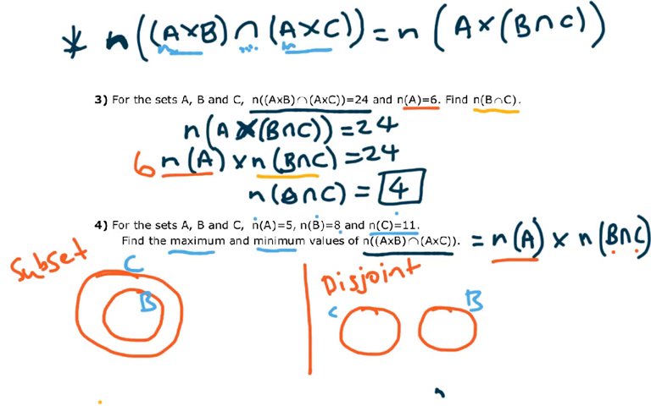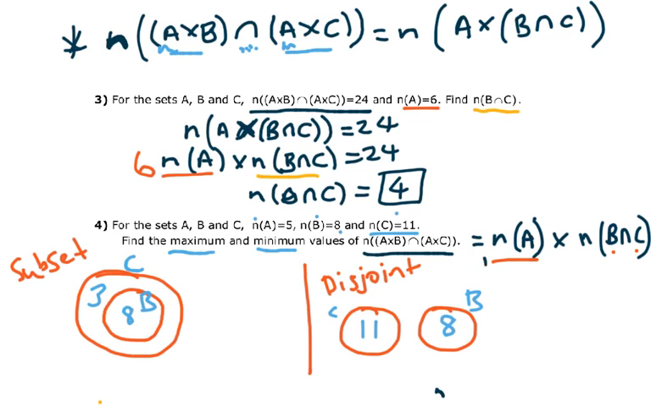So let's fill in the number of elements into each set. So B, there are 8 elements. And for C, there are 11. Now here, all 11 are still in here, but in the subset, they've got 8 already included in B, so that leaves the remaining 3 to make up the 11 elements in C.